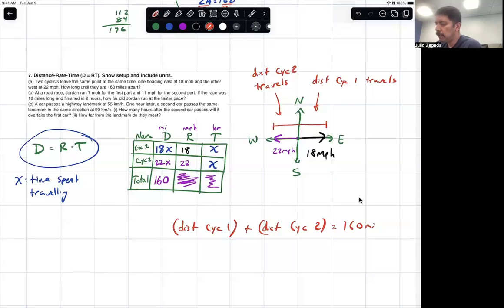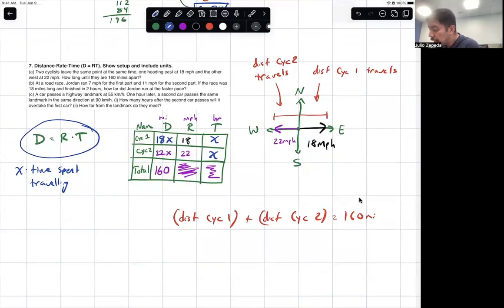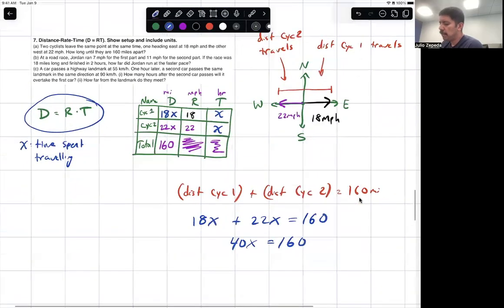So we can plug everything in. Distance of cyclist 1 is represented by 18x. Distance of cyclist 2 is 22x. And the total distance between them we want to be 160 miles. So we combine like terms. 18 plus 22 is 40x equals 160. Divide by 40 on both sides, and we get x equals 40.